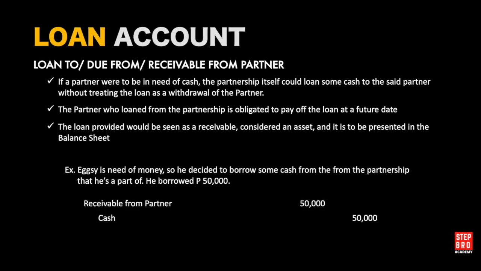For example, X is in need of money, so he decided to borrow some cash from the partnership he is part of. He borrowed 50,000 pesos. You debit the receivable account to increase the asset since the partnership will assume the loan will still be of use to them. Then decrease the cash by putting it in the credit side since the partnership will lose some cash to lend to X.